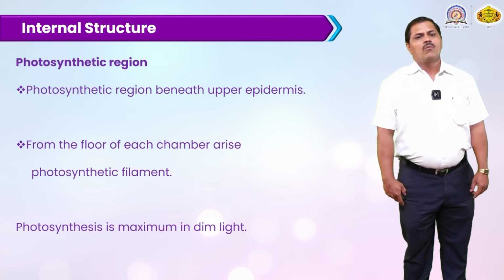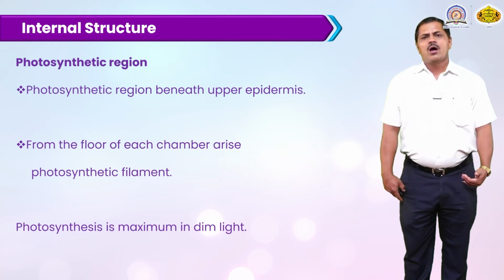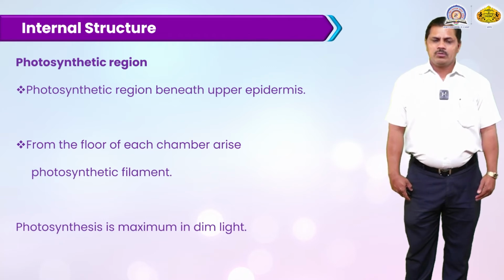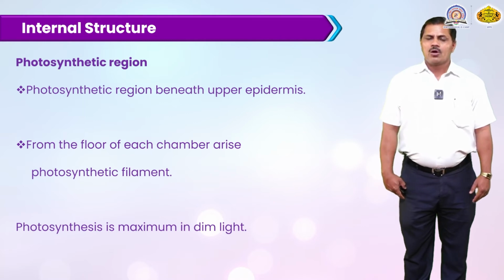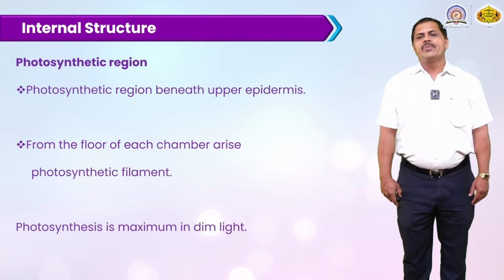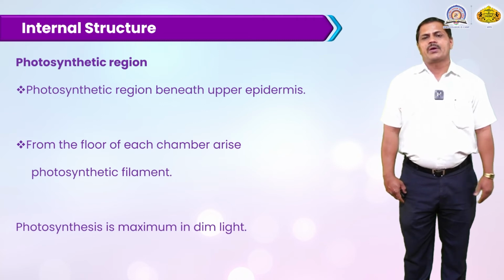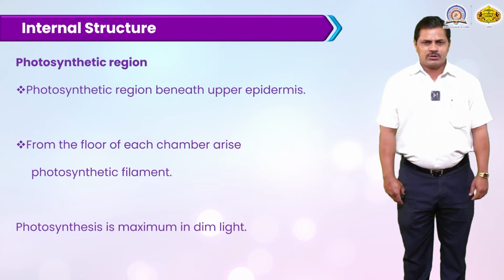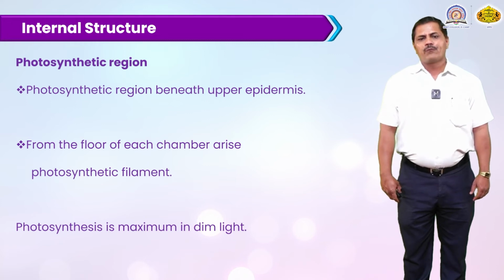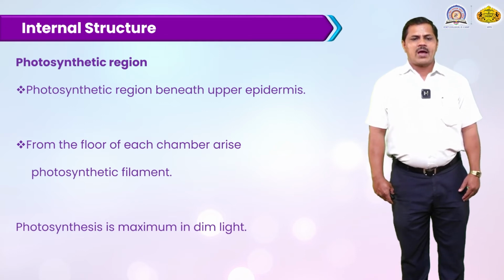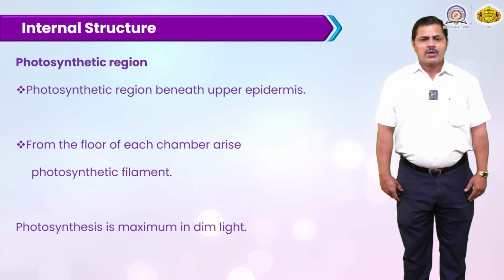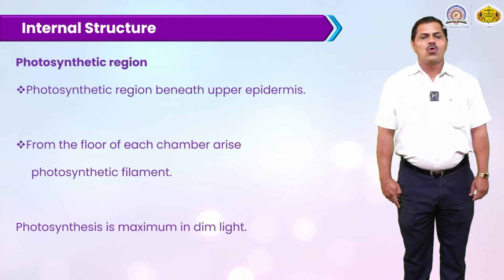Then, the internal structure: the photosynthetic region. The upper epidermis has small apertures, and it is made of very compactly arranged cells with a protective nature. Just below the upper epidermis is the photosynthetic region, which prepares food material. From the floor of each chamber rises a photosynthetic filament. The photosynthetic filaments are present just below the chamber. This region works maximally in dim light to prepare its own food material.